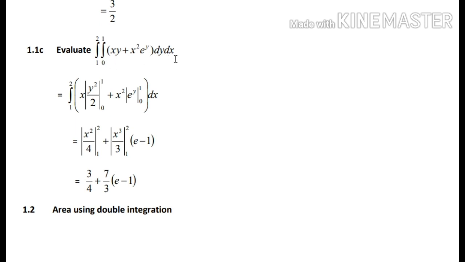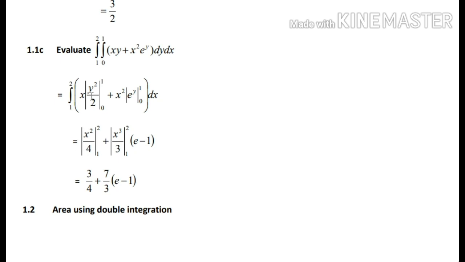Next we have to evaluate this. So using same rule, first integrate with respect to y, treating x constant, so x as it is. Integration of y is y square by 2 under limit 0 to 1, plus x square constant. Integration of e^y is e^y under limit 0 to 1, and then apply upper limit, put y = 1, so 1 by 2 here, 1 by 2 minus y = 0, 0, put y = 1, e minus y = 0, minus 1, so e minus 1.